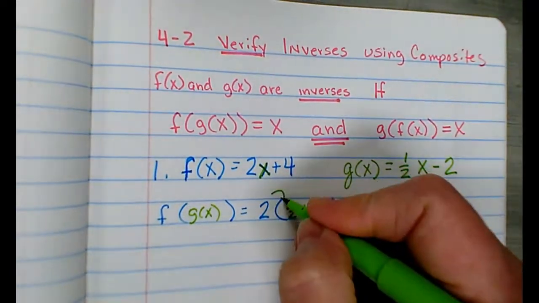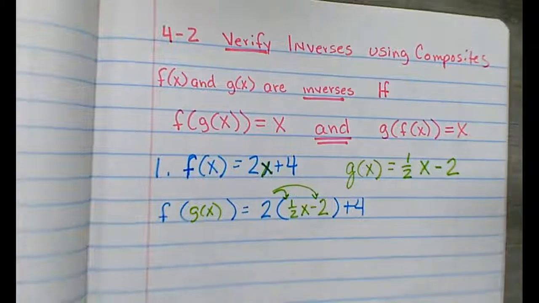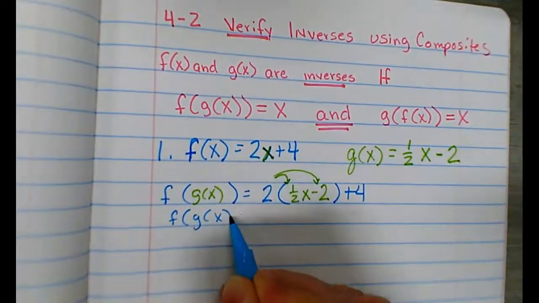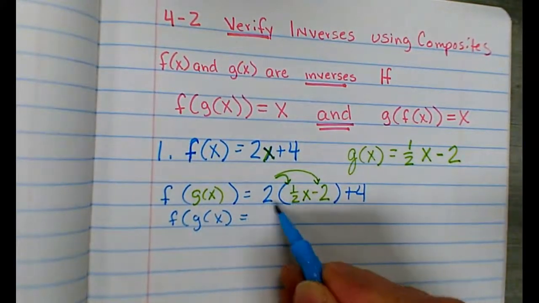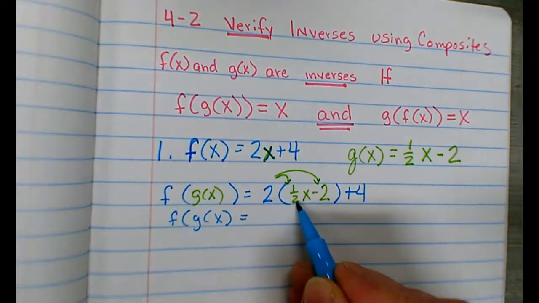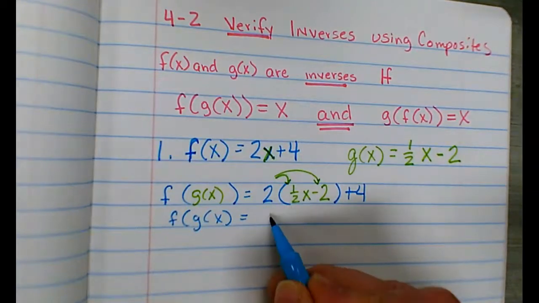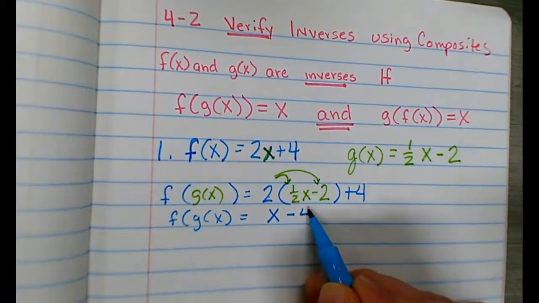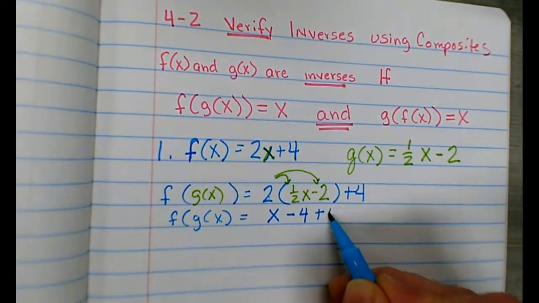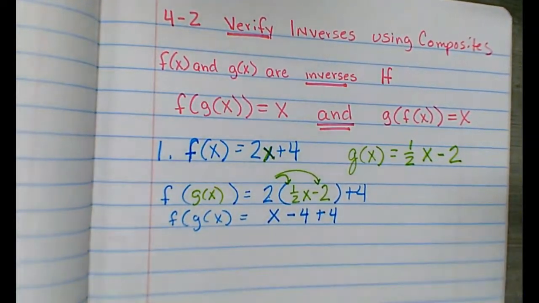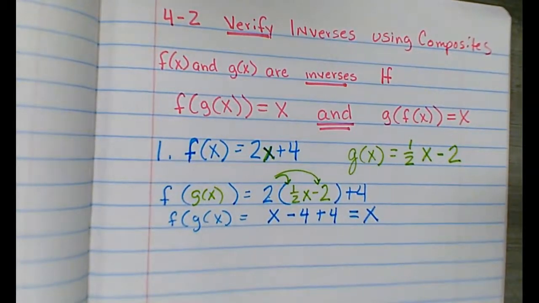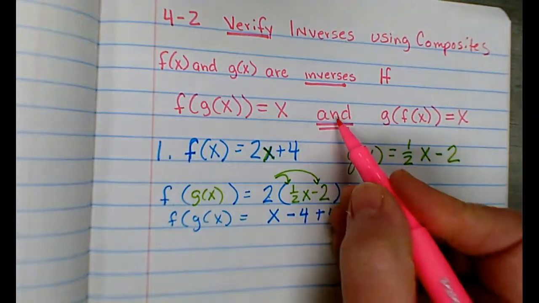And I'm going to distribute. Two times a half, half of 2 would just be 1x. 2 times 2 would be minus 4 plus 4. What's that equal to? That's what I want it to be equal to. But I'm not finished, because what does this say?